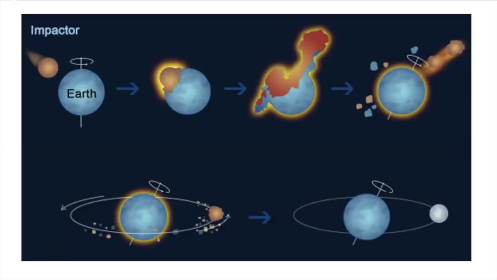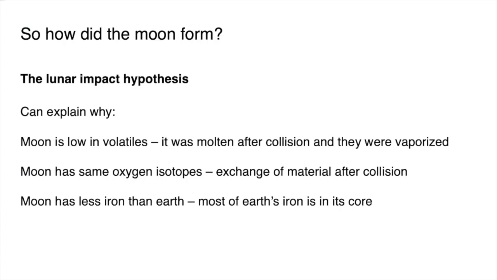The different paths of these debris cause them to collide, unite, and accrete, and they form the moon. And so eventually both the Earth and the moon cool into what we know today. So is this really how the moon is formed? Well, it explains why the moon is low in volatile elements, because they were vaporized during the collision. At the same time, because Earth and the moon exchanged so much material, it makes sense that they exchanged their oxygen isotope signatures as well.